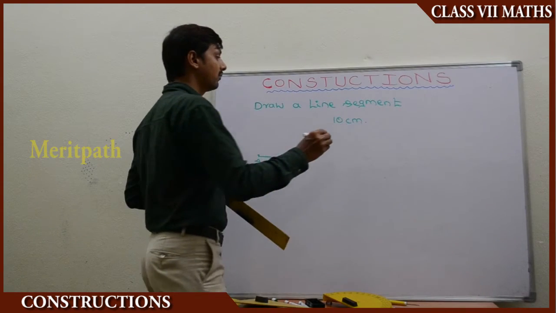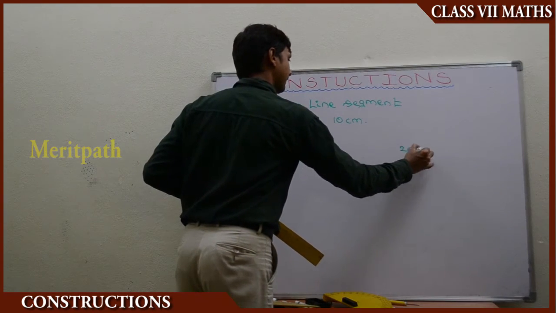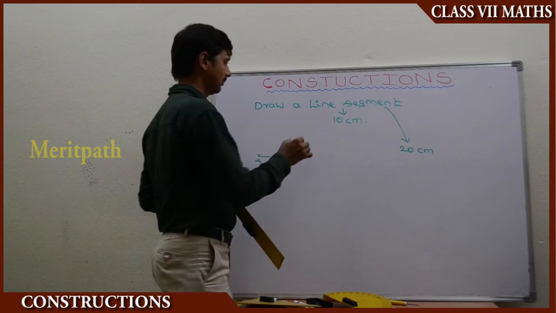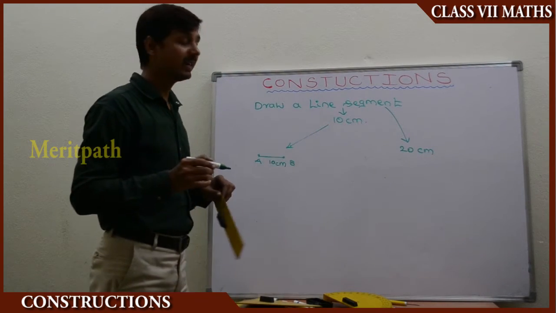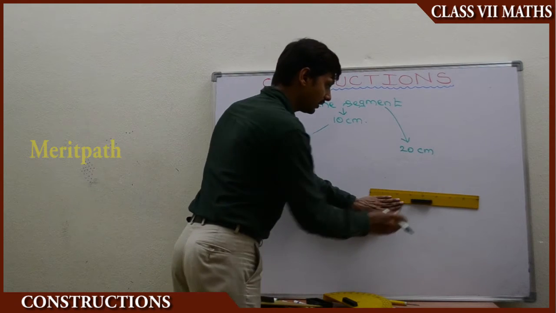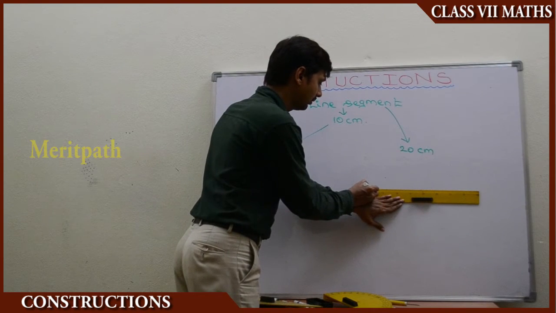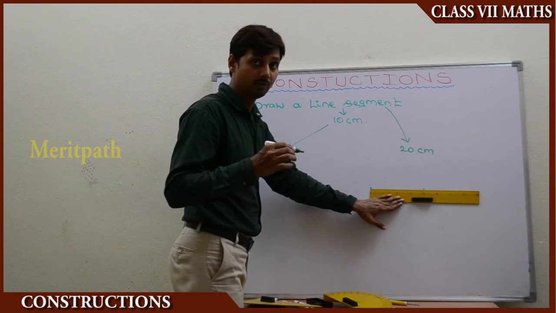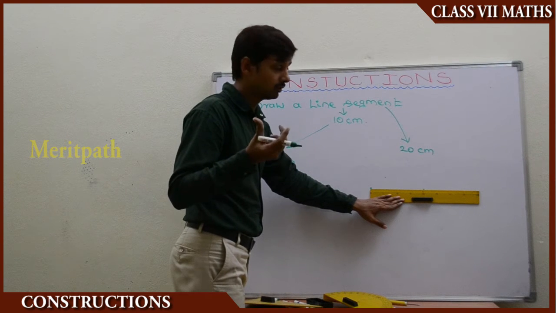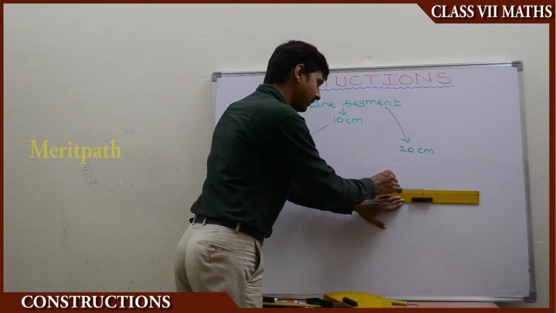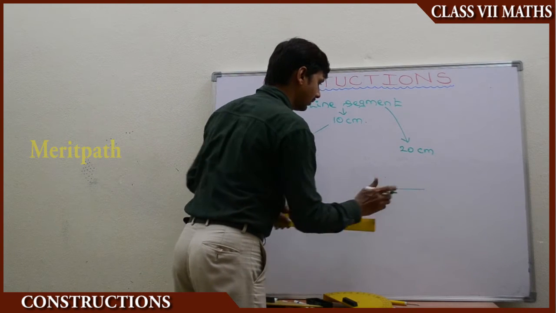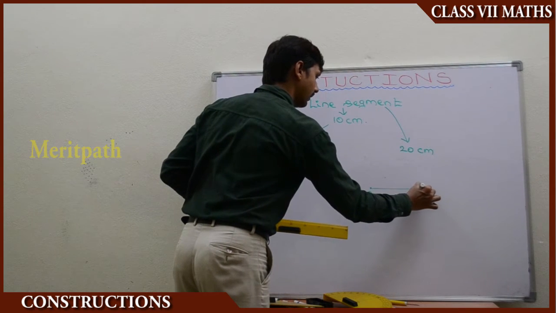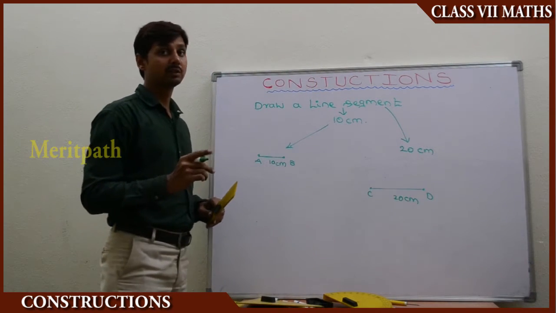For example, let's draw for 20 centimeters. This is the 10 centimeters we have drawn. Starting with 0 and here 20. Between these two values is 20 centimeters. So join these two points. We get a 20 centimeters line segment, name it as CD. It's a line segment which measures 20 centimeters.